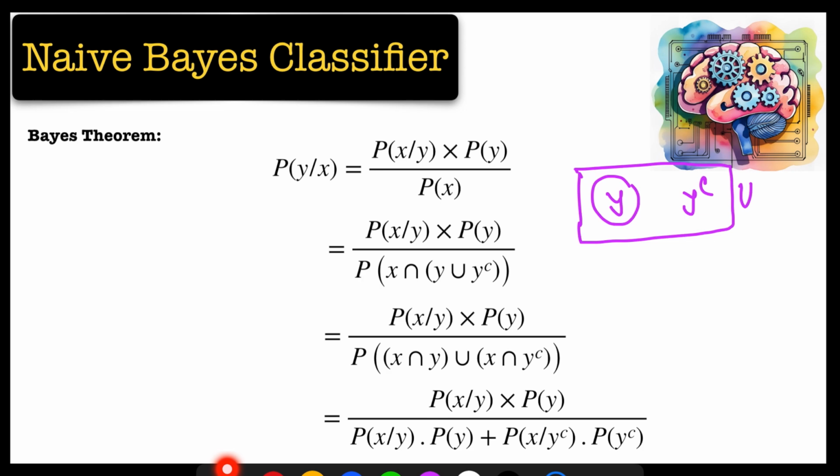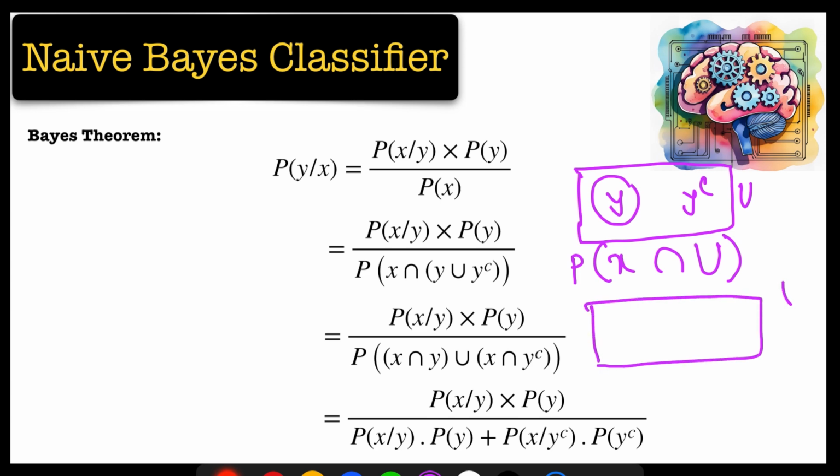Now what we are calculating here is probability of x intersection universal set. And what is that? If this is the universal set and this is, let's say, x, then the intersection of x and the universal set is x only. So this thing that we have done here is correct. Now let's expand it further. If we expand this, we get probability of x intersection y union probability of x intersection y complement.